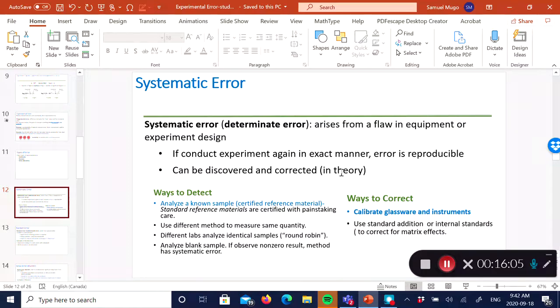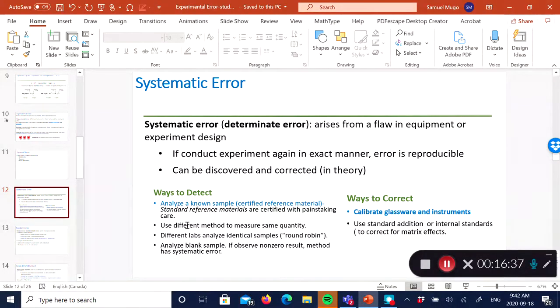So how do you detect them? How do you discover them? The way you discover them is you run a known sample, where you actually know the actual value. And if you get data that is different from that actual value, you'll be able to know that there is a flaw with the chemical analysis, either with the equipment or with the experimental design.